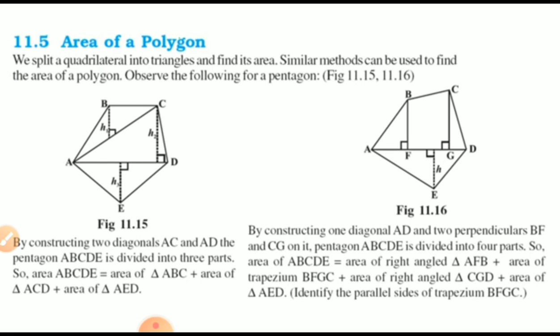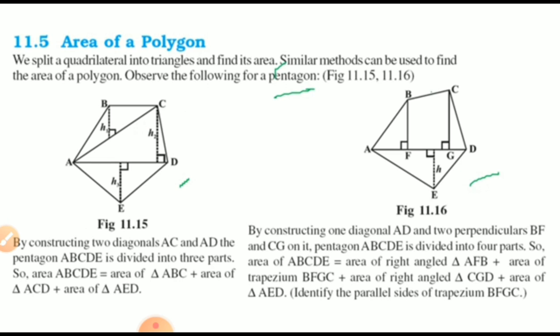Area of a polygon. Now students, for a polygon we split it into triangles and find its area. A similar method can be used to find the area of a polygon. Observe the following for a pentagon. 2 figures are given, because pentagon means a 5-sided figure. Here in the pentagon we can find 3 triangles. Is it or not? Suppose this type, then 1, 2, 3, 4 triangles and 1 rectangle. Both have the same thing.